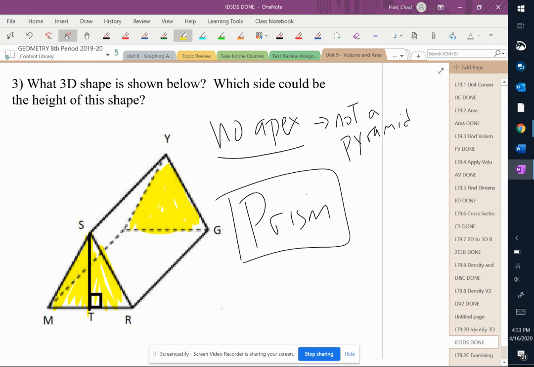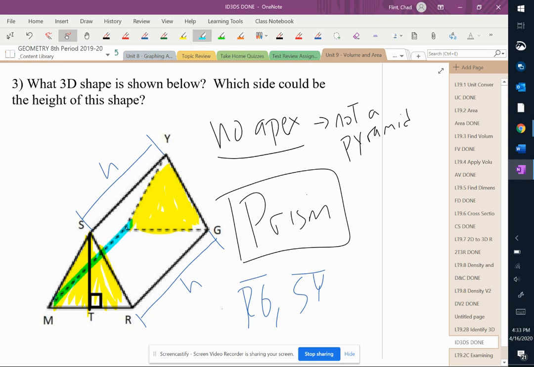So if that is the base, we've got to imagine this thing being stood up so that one of those two triangles is sitting on the floor or the table or whatever, standing straight up, and the other one is on top. That means the height is going to be that distance or that distance. So the height could be RG, it could be SY, it could be this one back here, but it doesn't have a letter, so I'm going to leave that off of my list right now.